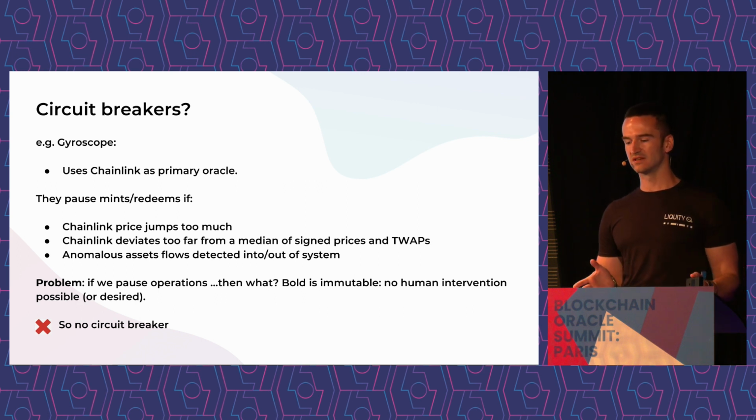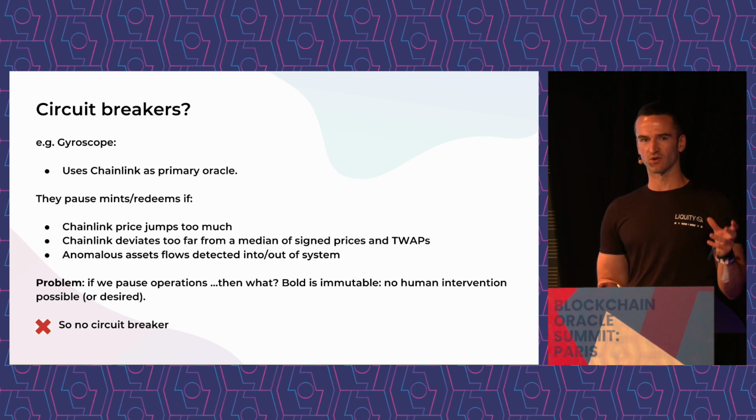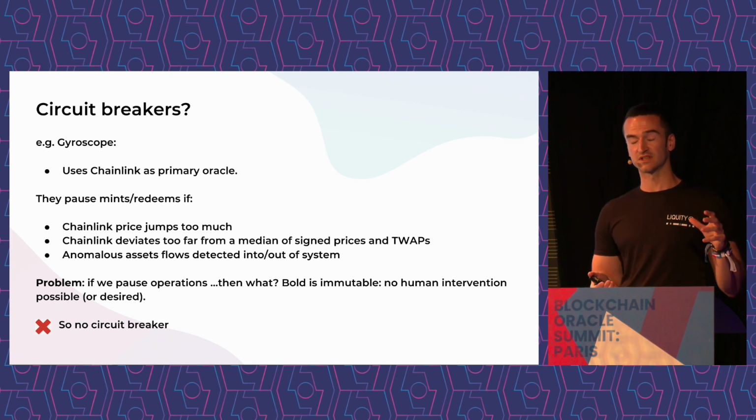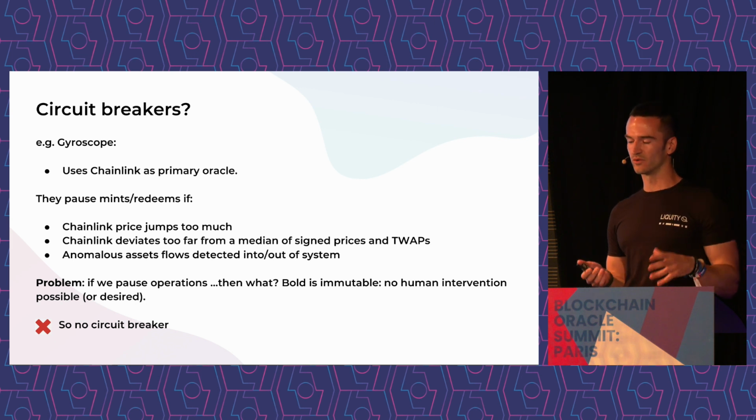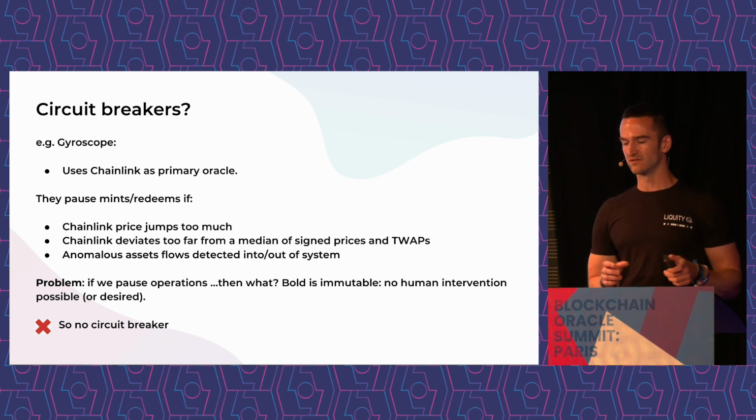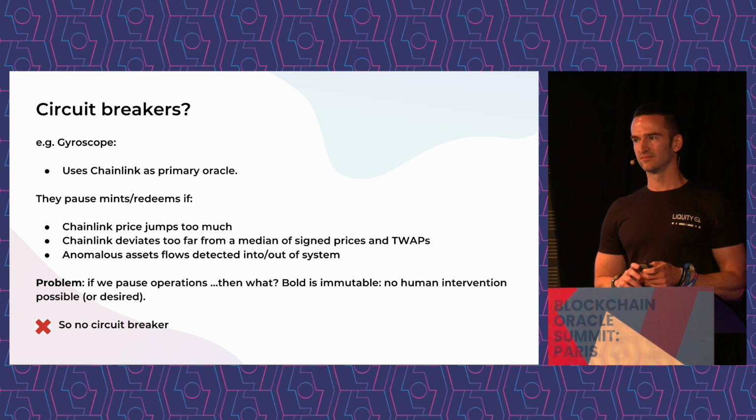The problem for us is if we pause operations in our system, then what can we do? Because Gyroscope have governance, so somebody can actually step in and say, okay, there's something wrong with the Oracle, let's reassess, pause the system, and set a new Oracle. We can't do that. So there's no human intervention possible. So complex circuit breakers for us probably are not the way forward.